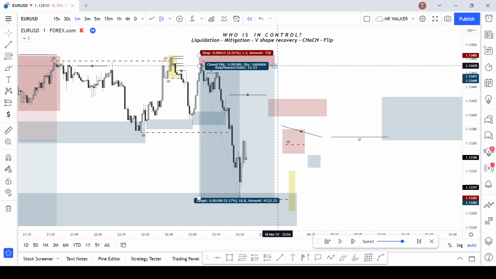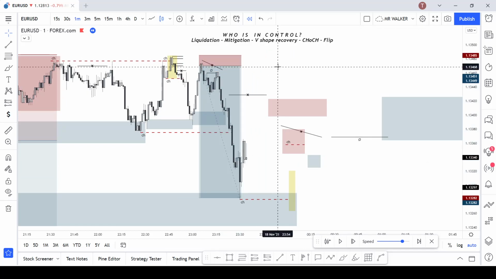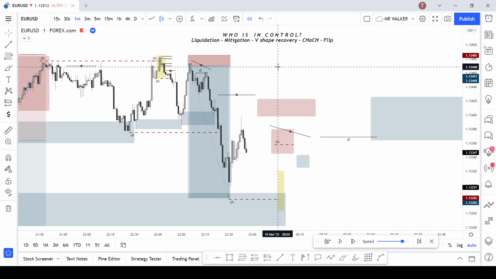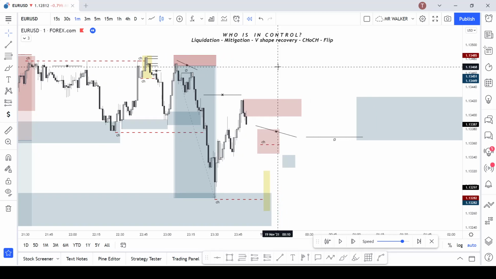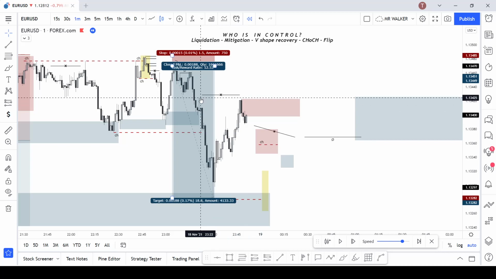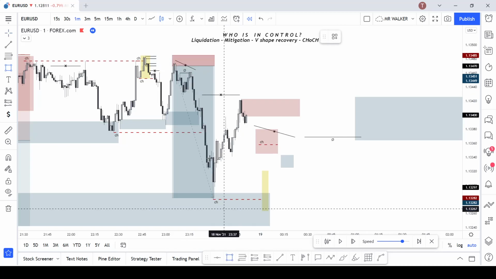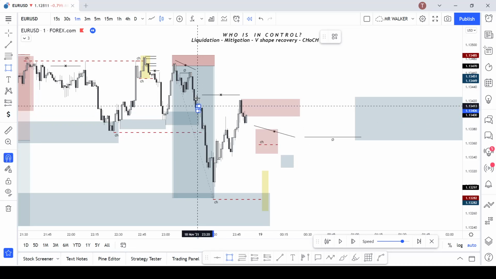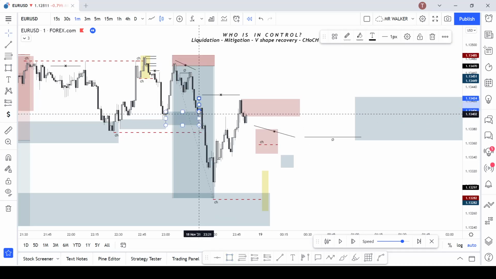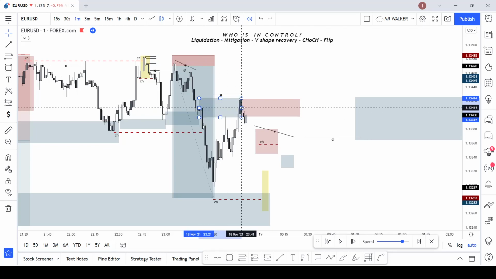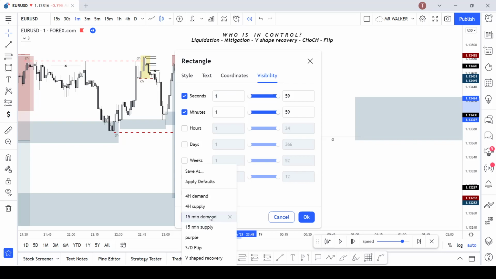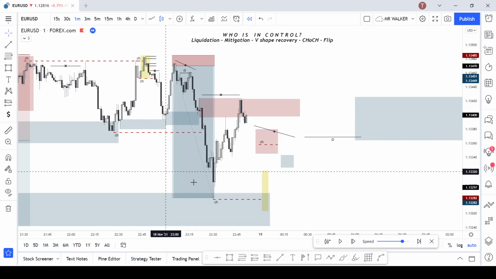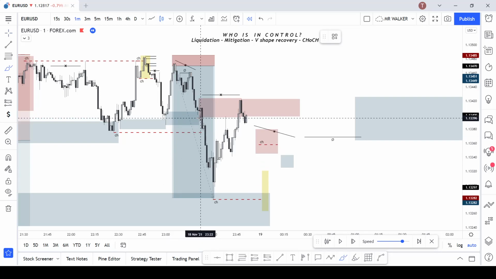Let me make it a bit clearer. So that's why we now wait, and we actually mitigate this supply in here. I mean, this is a pretty big supply that you can refine to that week, but just to keep it simple, this is our supply. Why? Because this is a supply to demand flip. In this case, it's demand to supply flip.